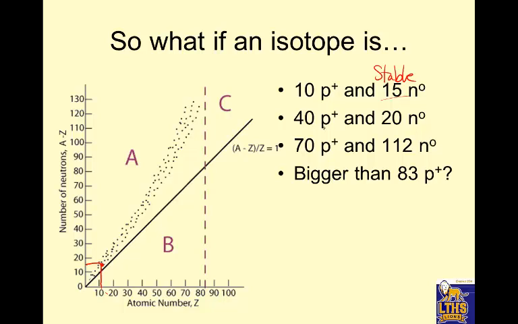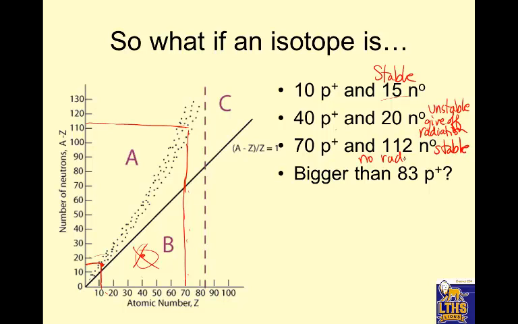What if we had an isotope with 40 protons and 20 neutrons? So here's 40 protons up and over. This is not on the band of stability. So what does that mean? It means it's unstable. What do unstable nuclei do? Give off radiation. Right? What about 70 protons and 112 neutrons? It looks like we're on the band, so it's stable and will not give off radiation.